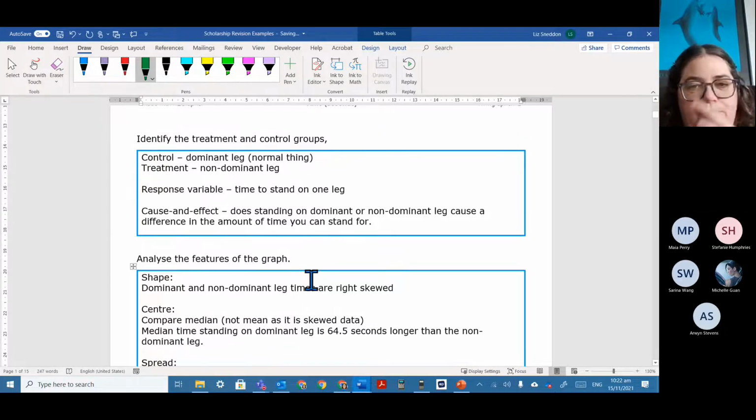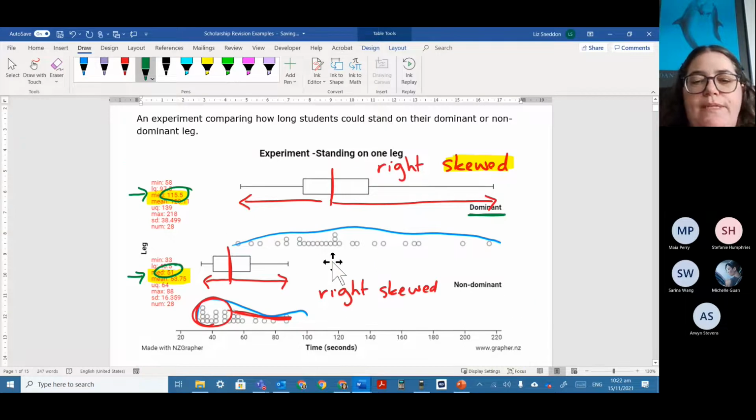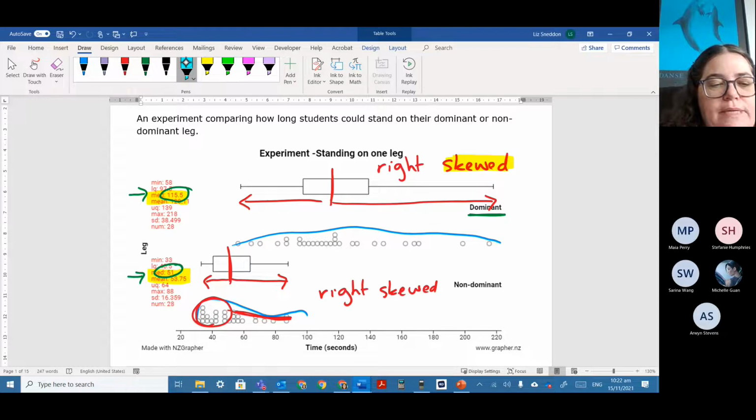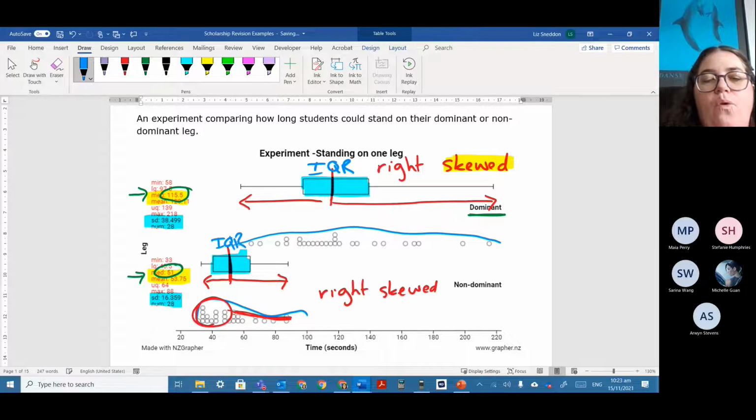Okay, and then spread. Two ways that I could measure spread. One of them is our standard deviation. So I could look at those SD, standard deviations there, or I could look and compare the width of the box, which is our interquartile range. Okay, so I can either calculate the IQR and compare the IQRs, or I could compare the standard deviations. Which of those is the best one to use here?